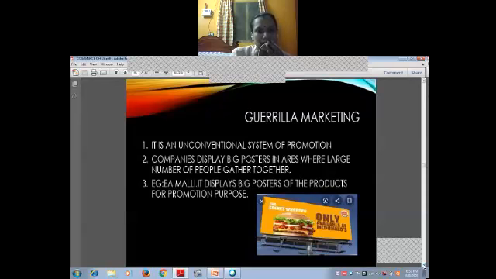Example, IKEA displays big posters of the products for promotion purposes. So they will display the big board. Automatically the people will go and buy the products.